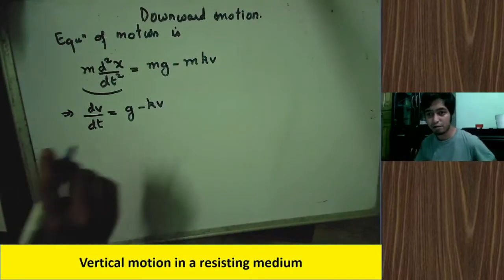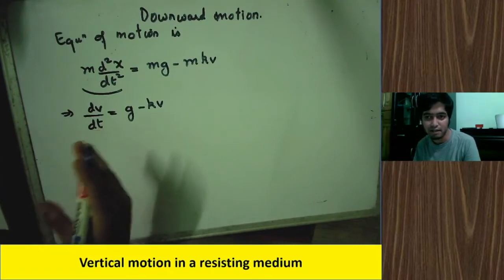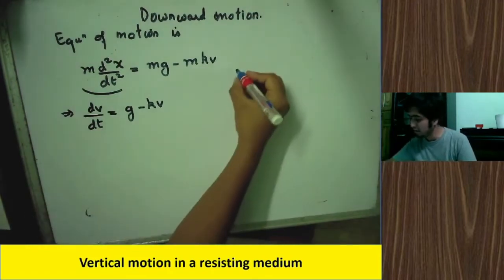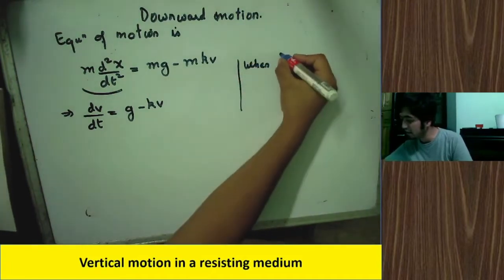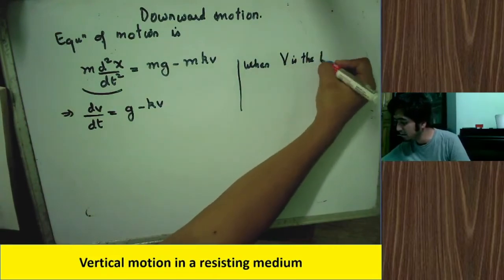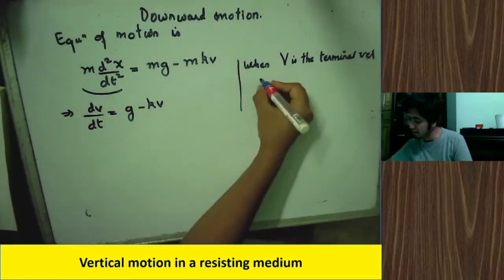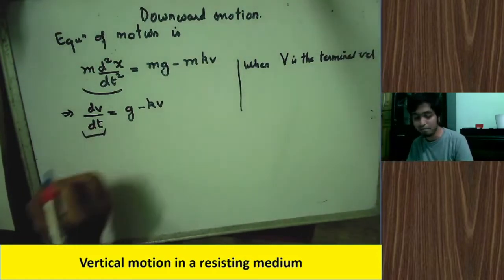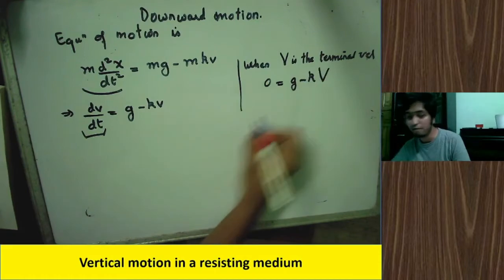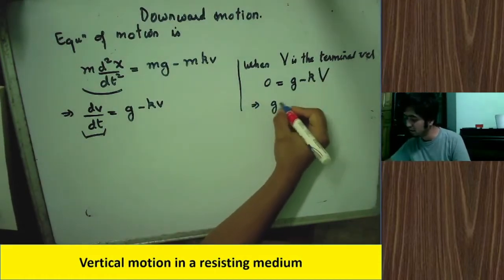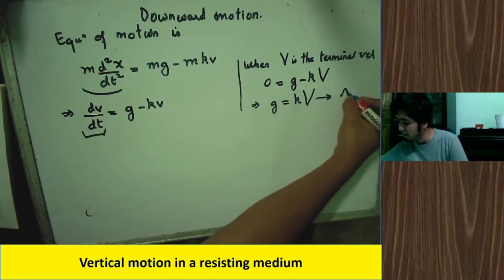Once you reach this point, just remember that you will also have to obtain an expression for the terminal velocity. I will write it to the side. When capital V is the terminal velocity, the acceleration is 0. So 0 will be equal to g minus kV, or in other words, g equals kV. Just name this equation A.